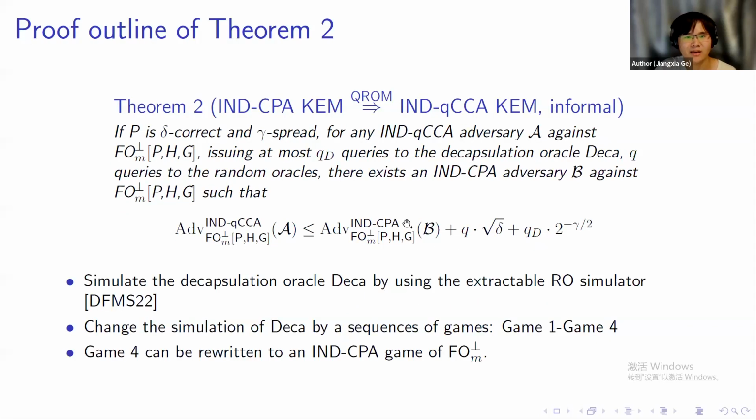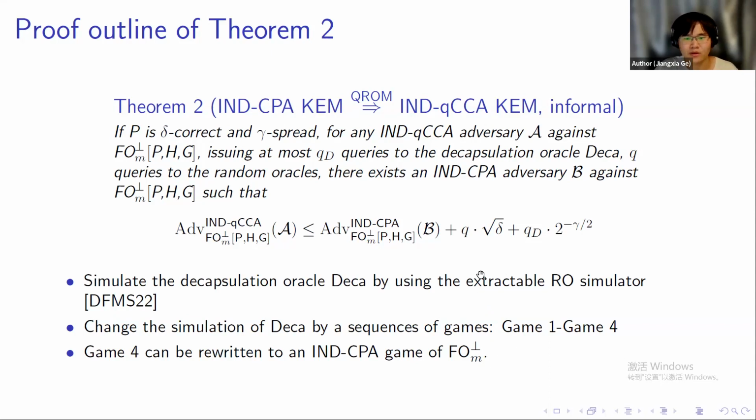Okay, I guess there is not enough time left, so I give a simple proof outline of our core Theorem 2. In the proof of our core Theorem 2, we first simulate the quantum accessible decapsulation oracle DECAPS by using the extractable RO simulator proposed by Don et al. Then we gradually change the simulation of DECAPS by a sequence of games, Game 1 to Game 4. In the end, we find the last game, Game 4, can be rewritten to an IND-CPA game of FO-bot.